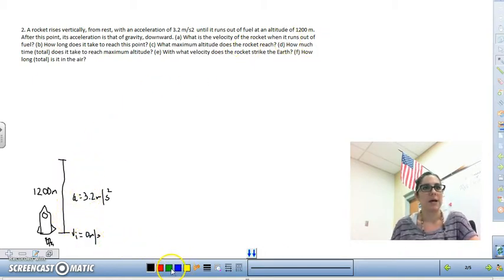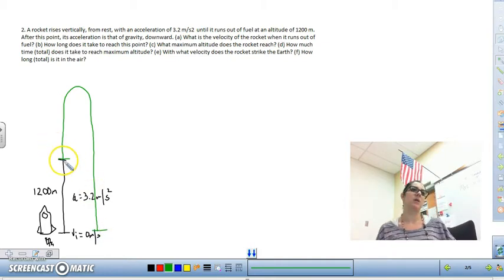After this point, it's just gravity. Right when it stops fueling, it's going to keep its motion and keep going. If you threw a ball up in the air, it would go up and then come back down like this. Just because the fuel has stopped doesn't mean the whole thing stops. It just means it's no longer being pushed, so it's just under the influence of gravity, which is what that problem means.